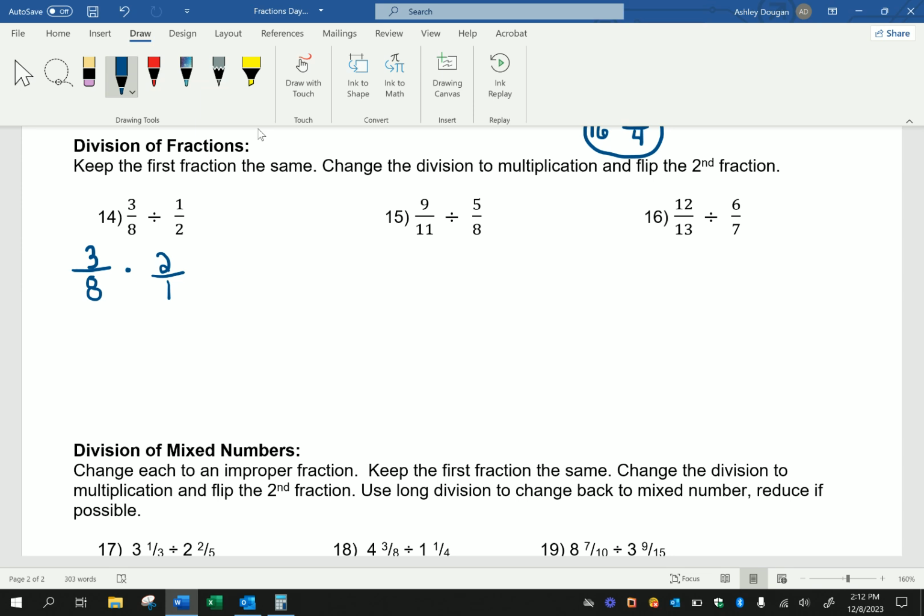Once I change the second fraction, now it just becomes a multiplication problem just like we did earlier. We're going to multiply straight across. 3 times 2 is 6. 8 times 1 is 8. And we get 6 over 8. And then we can simplify this by 2.